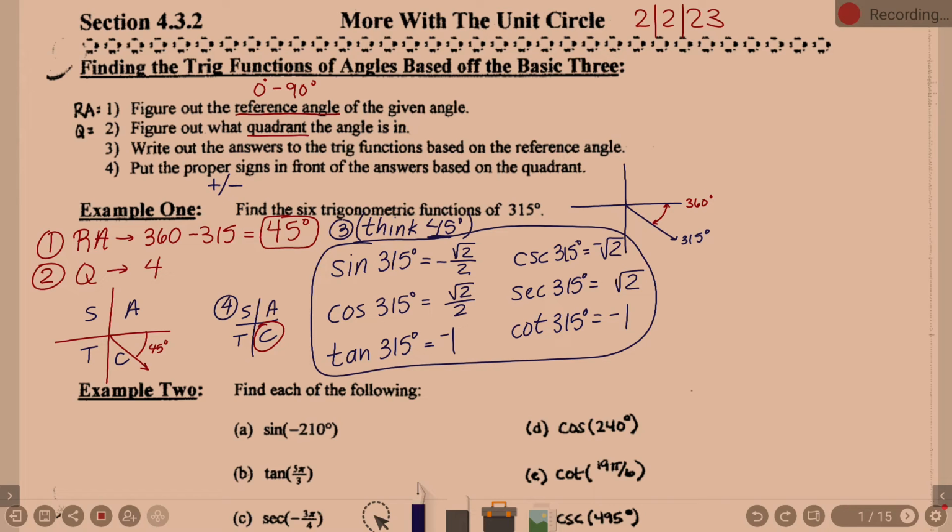Questions? Because in this next section, there are about 6 different problems, and we're really just going through and processing exactly these 4 questions, except we don't have to do all 6 functions. We're just doing one. Okay?